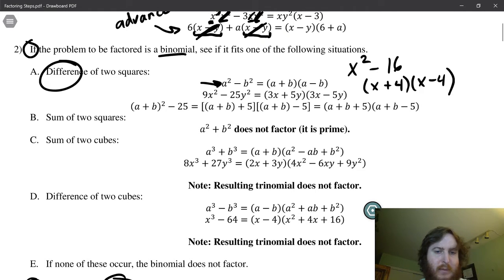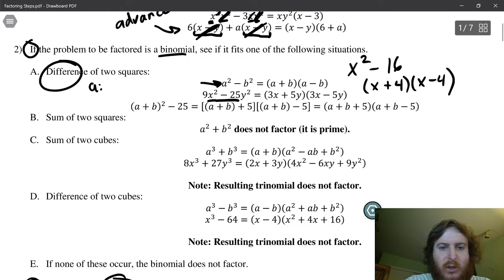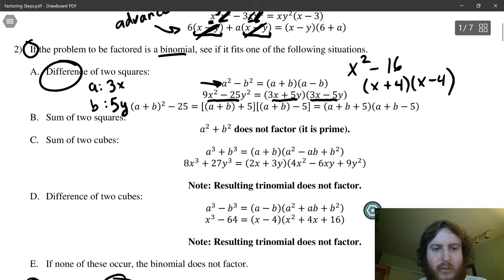Now, this second example is a little bit harder. Sometimes if you get one that's harder like this, something you can do is write out what the a and the b terms are. So the a, if I square rooted 9x squared, we would get 3x. And b, if we took the square root of 25y squared, we would get 5y. And so with that, it makes it a lot easier to see, oh, it's just 3x plus 5y and 3x minus 5y. Okay.